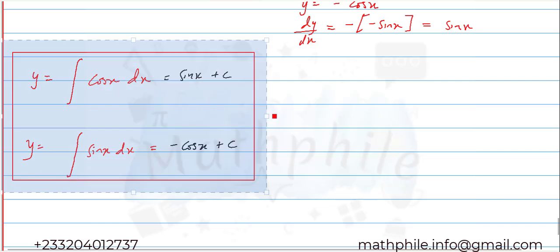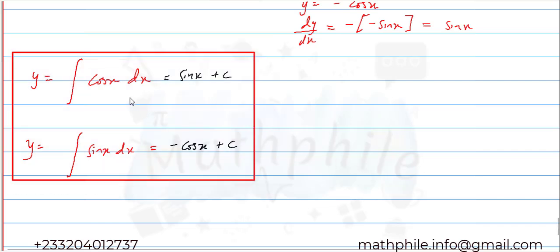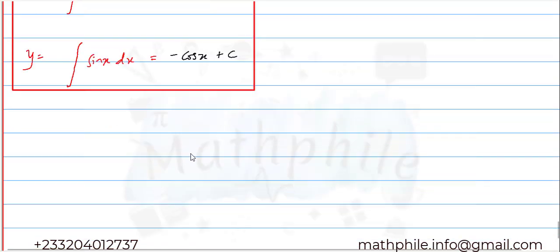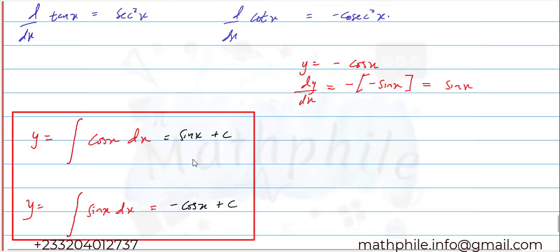So if you integrate cos x, you get sine x. And if you integrate sine x, you get negative cos x. You're going to use this a lot. Okay, so let's dive into the use of this one.